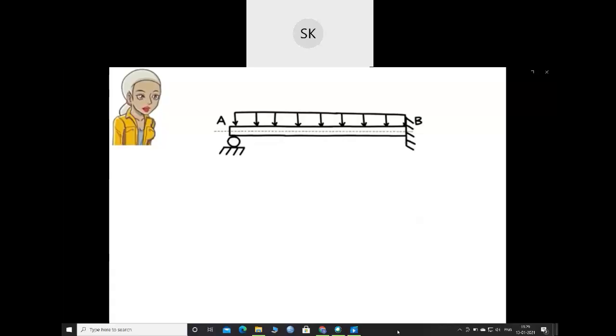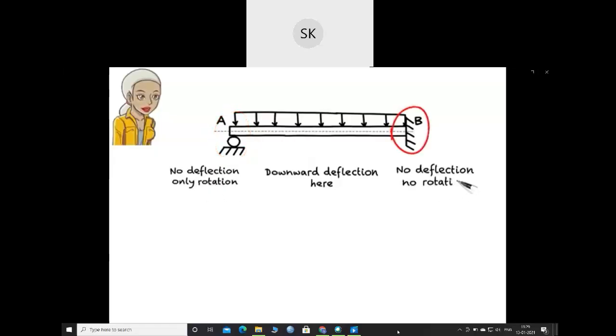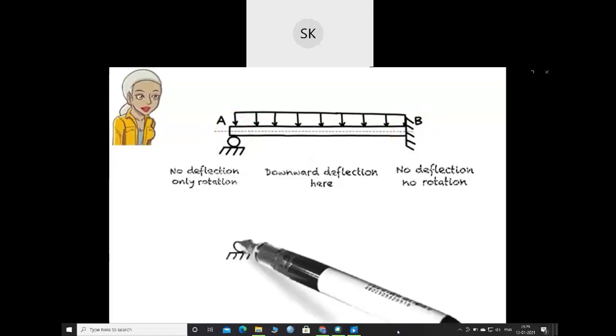Here's what we know. The beam has a general downward deflection away from the supports. At A, the beam has no deflection, but it rotates. At B, there is neither a deflection nor a rotation. Here is the deformed shape that satisfies these constraints.